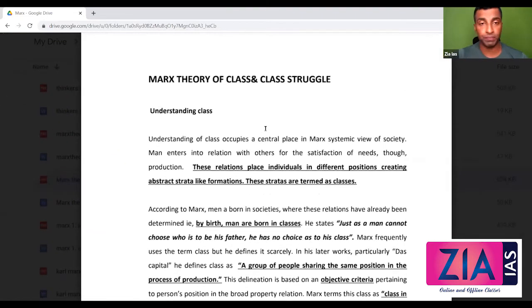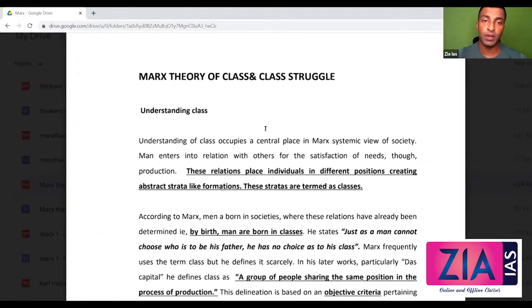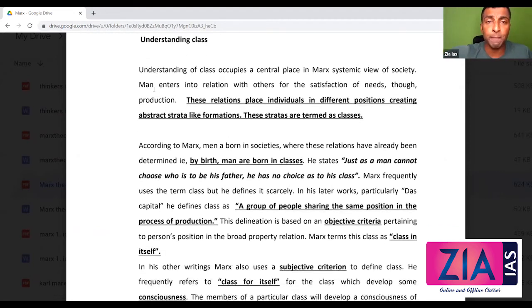Okay, so let's go with the PDF now. Let's try to understand class first. Understanding of class occupies a central place in Marx's systemic view of society. Man enters into relation with others for the satisfaction of needs through production. Not through, it is through production.